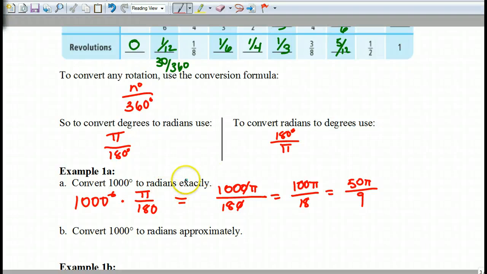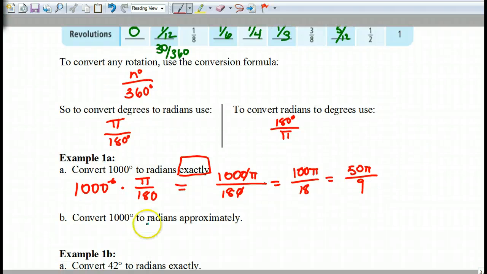So that was converting exactly. You want to leave it in pi form, okay? Leave it in fraction form. Now, I want to take this and put it into my calculator and convert it into an approximation. So what you get out of your calculator is actually an approximation. If you were to do that, you're going to end up with 17.5 radians.